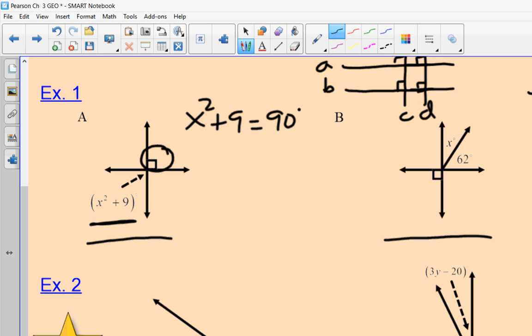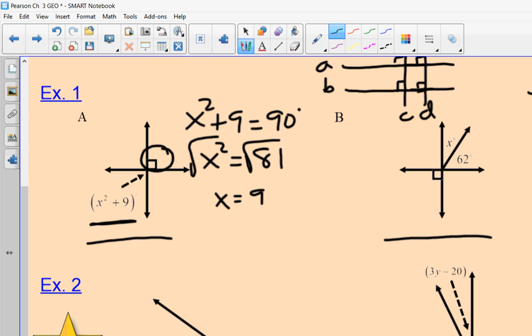So I can use some rules here to set up an algebraic expression to be able to solve for my variables. I'm going to subtract 9 from both sides. I get 81. To get x by itself here, I'd want to take the square root of both sides, and I get 9. So if I plug 9 for x, I get that x squared is 81 plus 9 gives me 90. Both the angles are supposed to be equal, and they're both 90.